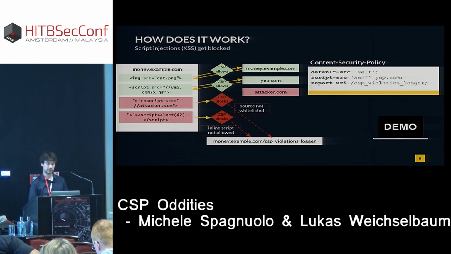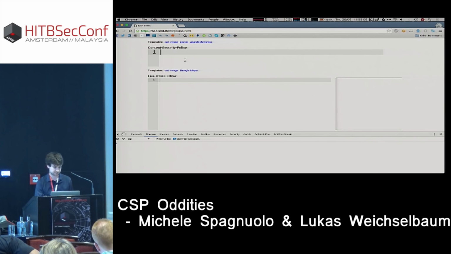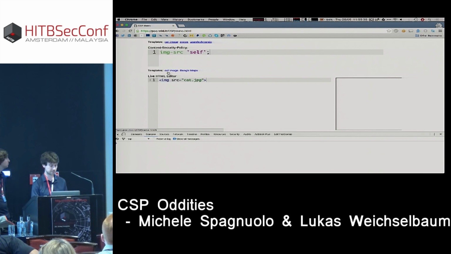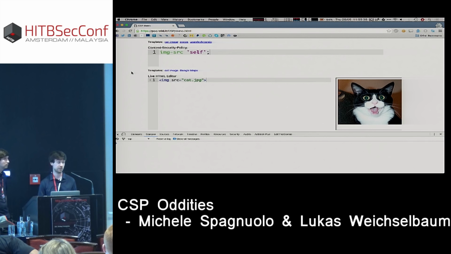So here I have a very quick demo for you. Here we can specify the content security policy. Anyway, here we specify the content security policy, and for example, with this, I allow just images on the same domain. So for example, if I add a cat image, which is on the same domain, it loads.